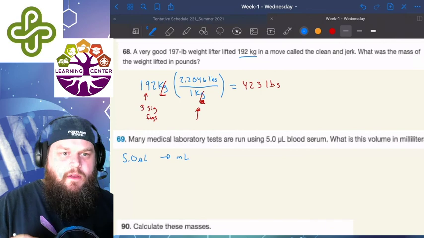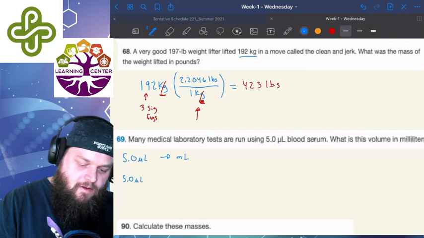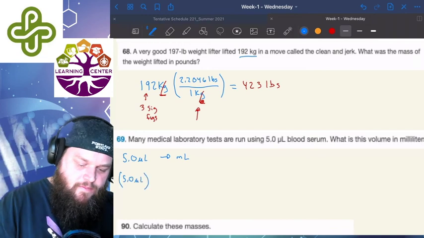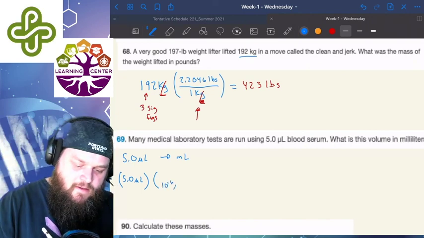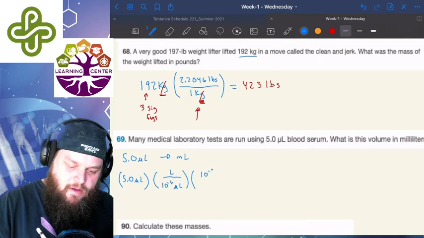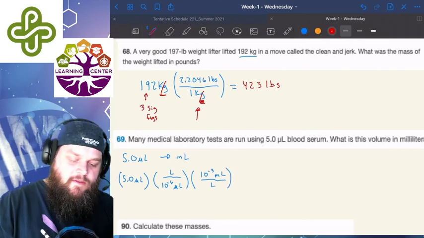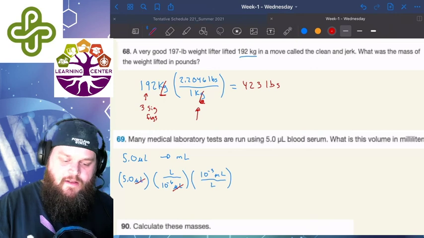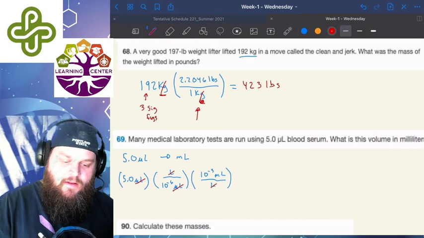In doing that, I can separate out this and say 5.0 microliters. I'm going to multiply that times that ratio that we were talking about, which is 10 to the negative 6 microliters per liter. And then I can multiply it by 10 to the negative 3 milliliters per liter. And watch what my unit conversions do. My dimensional analysis cancels this and this. The microliters cancel out, so do the liters, and my answer is going to be left in milliliters. So that's what I'm looking for.